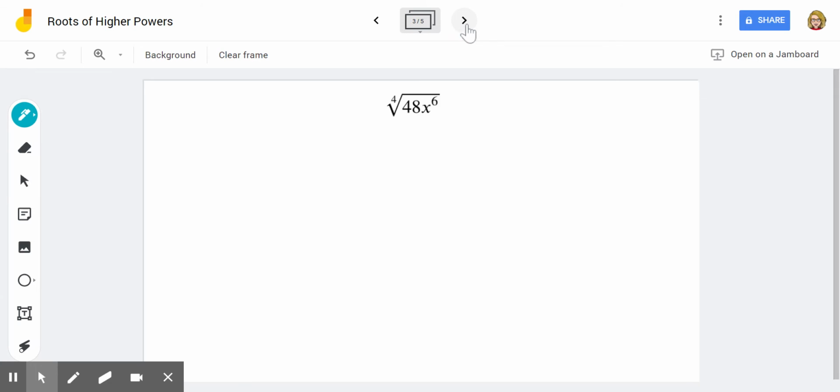Let's try another example. So this time I have the fourth root of 48. So I am going to simplify 48. I can do 4 and 12. 4 simplifies down to 2 and 2. And 12 simplifies down to 3 and 4, and 2 and 2.